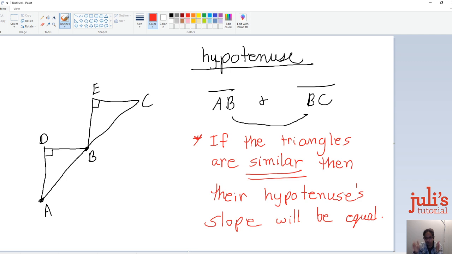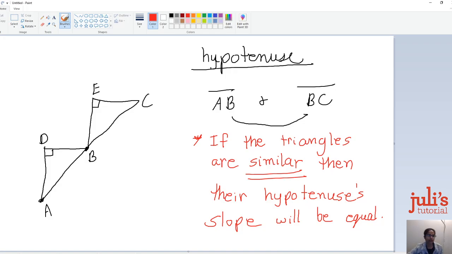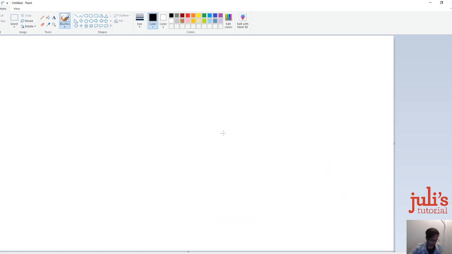So hopefully you guys are okay with that. Now I'm going to explain to you different rules as to how you can prove two triangles are similar. And then you'll see those rules actually are in these choices, and it will help you pick out the right choice.